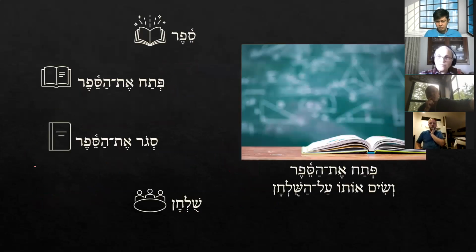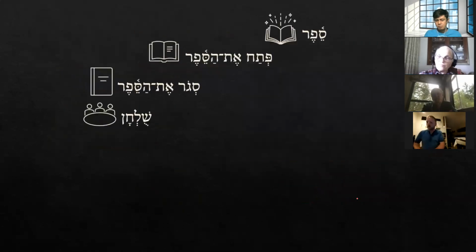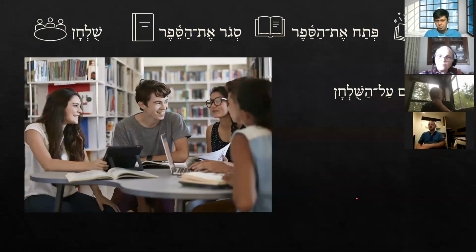So what we said was sim oto al hashulchan. Put it on the table. We say oto because book is masculine. Sefer is masculine. All right. So at the top again, we still have sefer, ptach et ha-sefer, sgor et ha-sefer, v'shulchan, table.